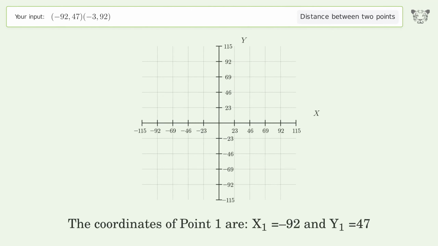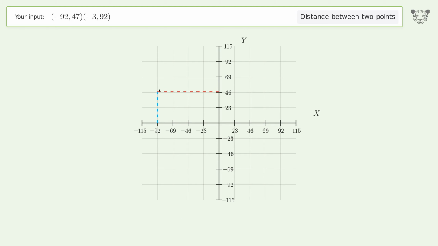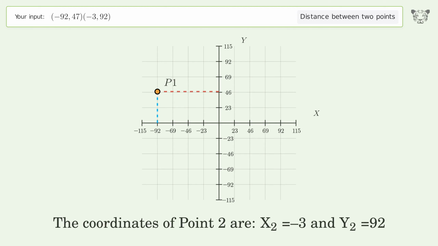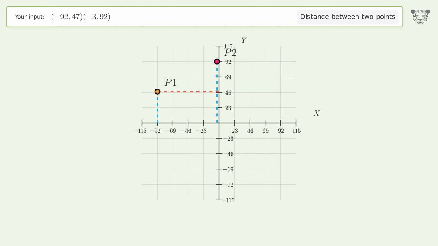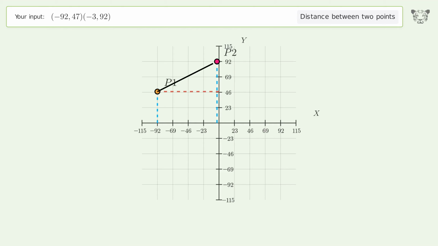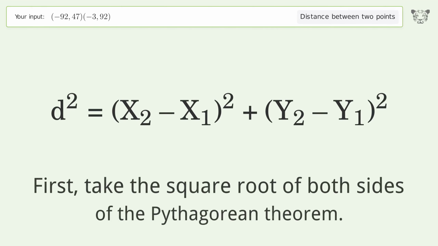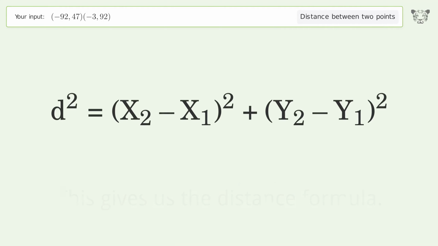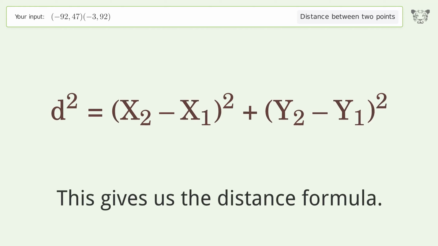The coordinates of point 1 are, x1 equals -92 and y1 equals 47. The coordinates of point 2 are, x2 equals -3 and y2 equals 92. D is the distance between the 2 points. First, take the square root of both sides of the Pythagorean theorem. This gives us the distance formula.